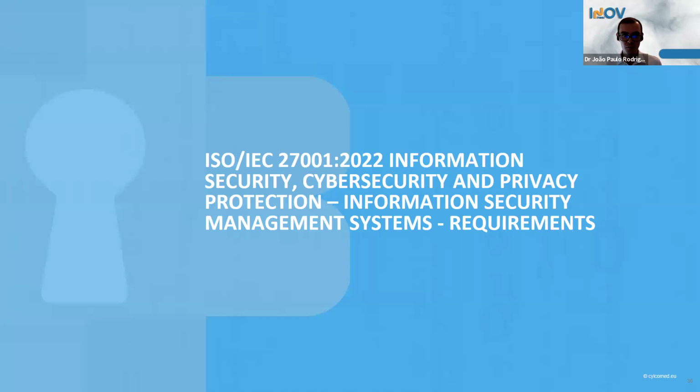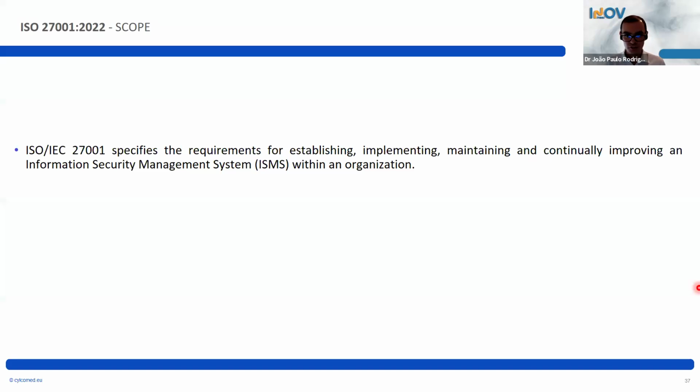And now we are going to talk about the ISO 27001. So I want to manage cybersecurity risk. Where do I start? How do I maintain it after I implement something to manage the security risk? So ISO 27001 specifies requirements for establishing, implementing, maintaining, and continually improving an information security management system, or ISMS, within an organization. An information security management system is a systematic approach for protecting the confidentiality, integrity, and availability of information.